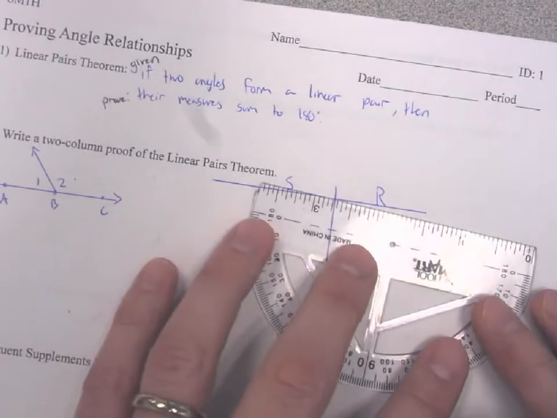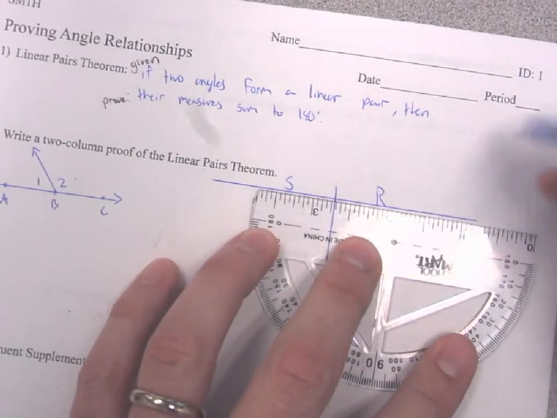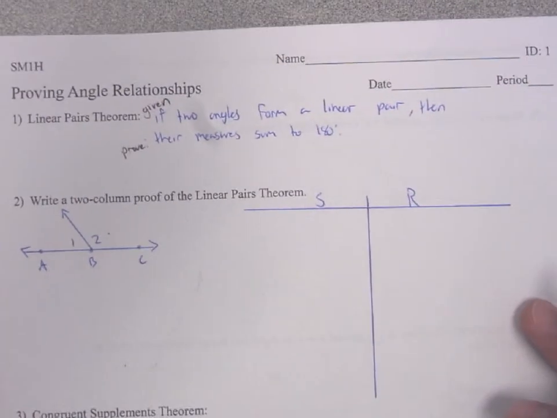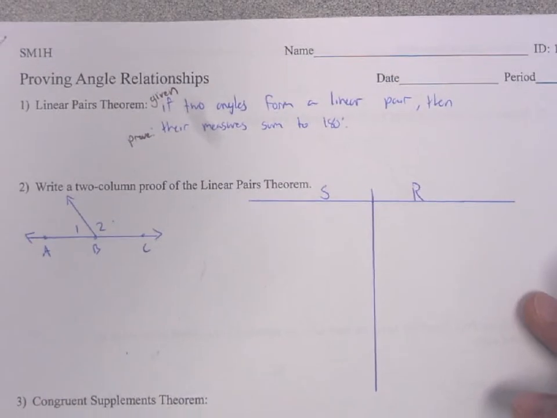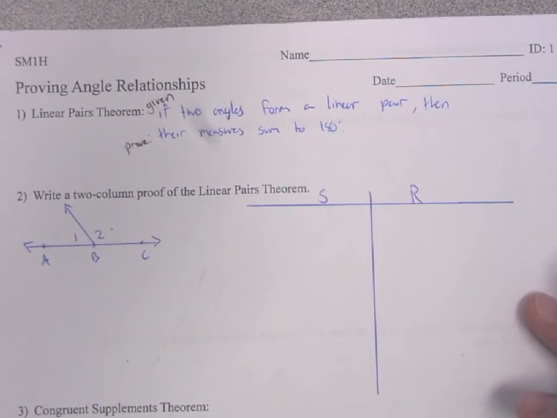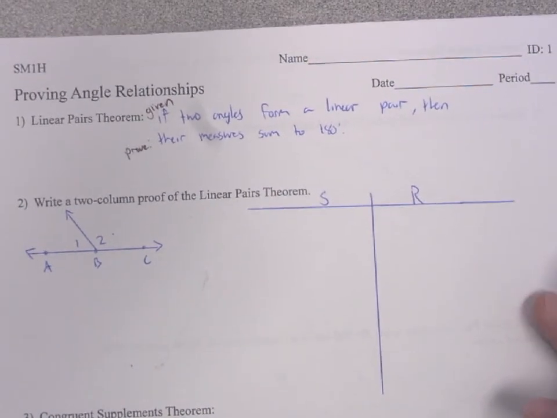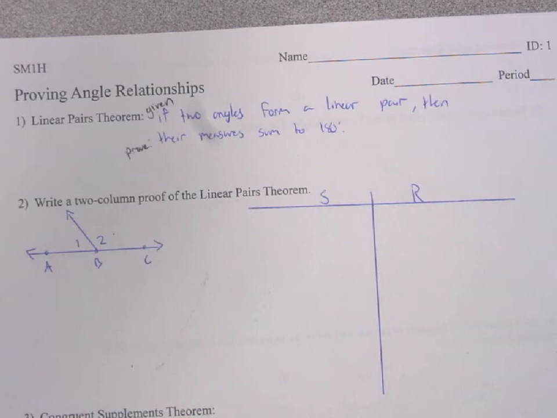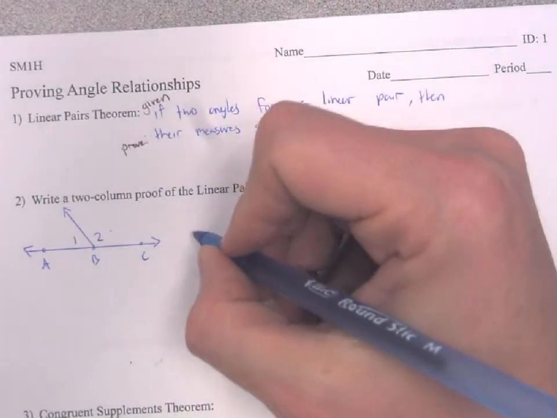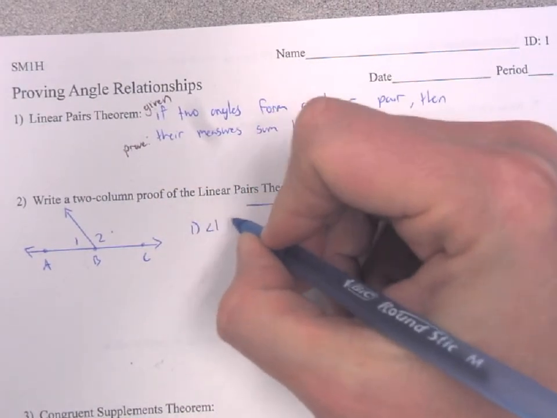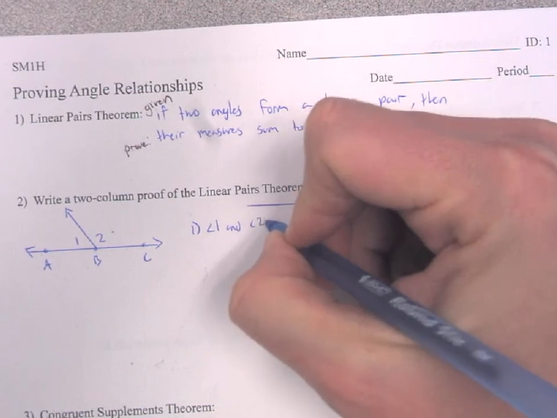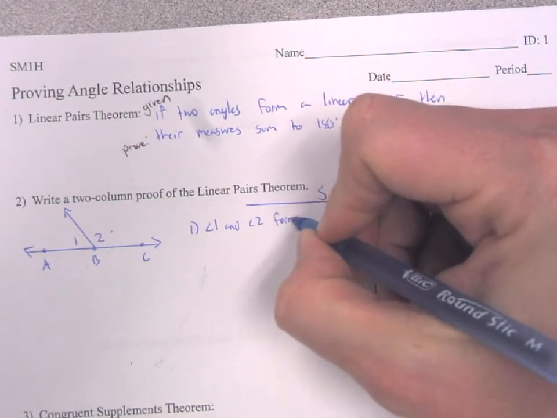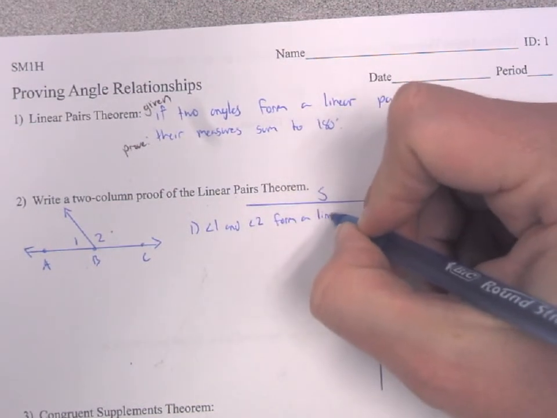On the left-hand side, I'm going to have statements, and on the right-hand side, I have reasons or justifications. Now remember that when we're doing a two-column proof, the first statement is always the given, right? So in this case, the given is two angles form a linear pair. Now, since we have a picture, we're going to refer to those two angles by their names, angle 1 and angle 2. So the given is: angle 1 and angle 2 form a linear pair.